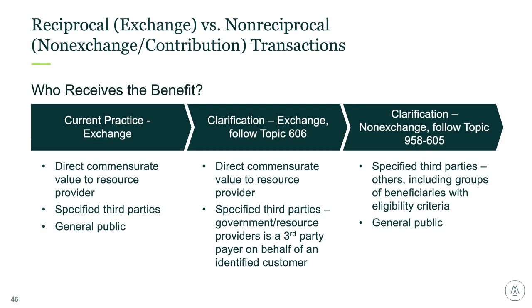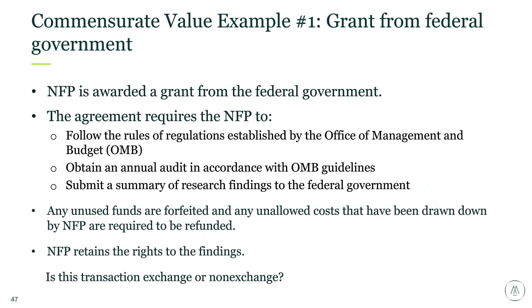Under this new clarification, that is then where you're going to see the differences. That general public then is really now considered a non-exchange transaction. They are not the ones that is the resource provider and therefore receiving the benefit. Those that are receiving the direct benefit, again, that's going to be under the topic 606. All right, so let's get into some of the examples here.